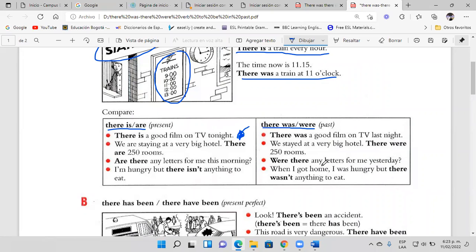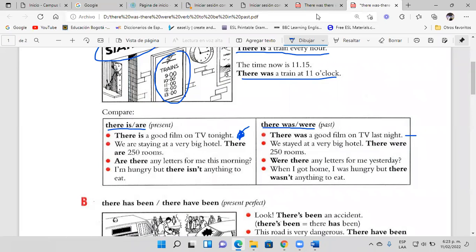There is a good film on TV tonight. Excellent. There is, now, is in present, tonight. But in here, we have the past. There was a good film on TV last night. Okay, that is in past. There was.